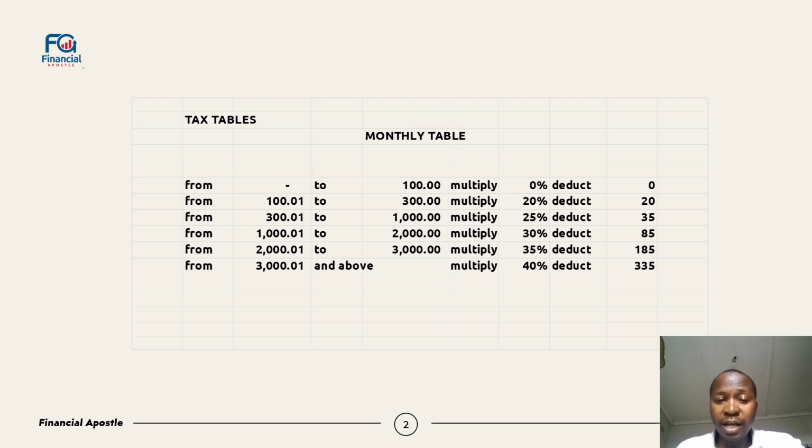If you're somebody who is earning below $100 per month, you pay tax at a rate of 0%. If you're earning between $100 and $300 per month, you pay tax at a rate of 20%. And somebody earning $300 to $1,000 pays tax at a rate of 25%. This goes up to somebody who is earning $3,000 and above, they pay tax at a rate of 40% per month. Or this can be annualized, or per annum.